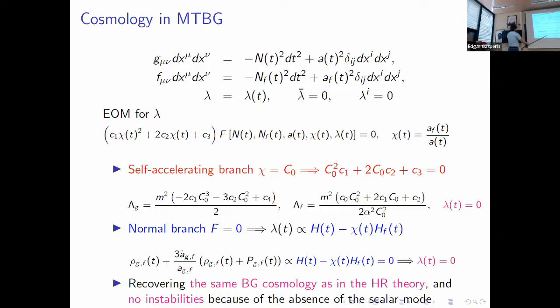Also, if we consider the normal branch, then we can solve everything in terms of lambda. Then we get this one. Again, if we impose the energy conservation, we actually get the same one. So if we impose the energy conservation sector, then we also get lambda as a solution. Then the remaining modified Friedmann equation also remains the same as the previous part. In this way, from the self-accelerating and the normal branches, we get the same cosmology as in the previous half of it.